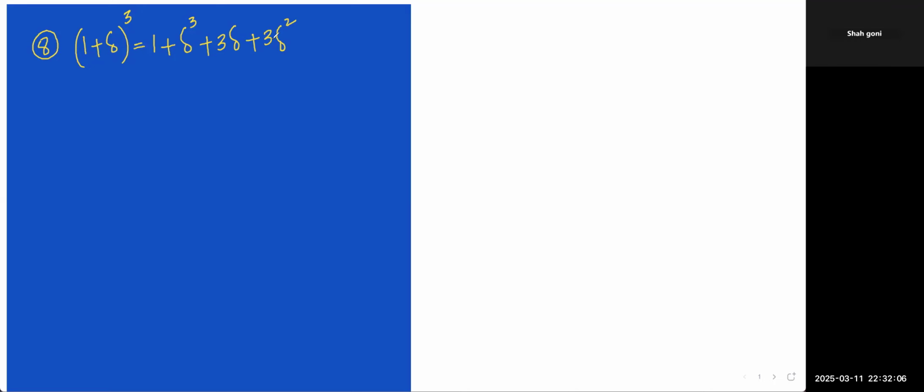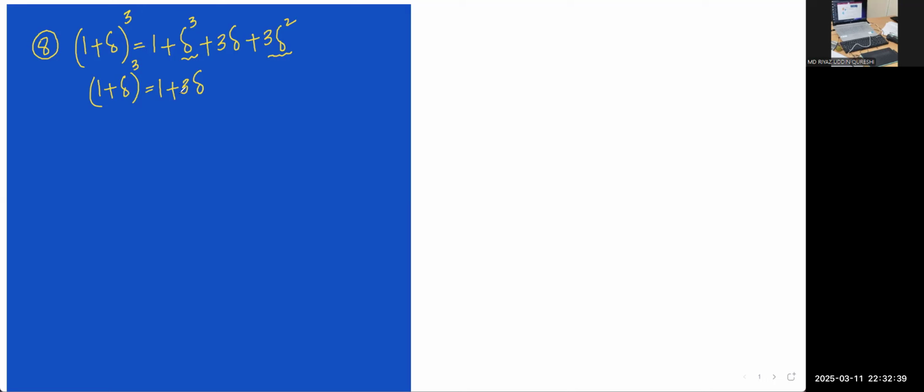Now it is asking, explain why, if delta is small, (1 plus delta) whole cube can also be written as something simpler. Because delta is a very small value, as long as we raise the powers of delta, that will also become very small. So by neglecting this term and this term, we get our answer as 1 plus 3 delta. This is the answer of the second bit.